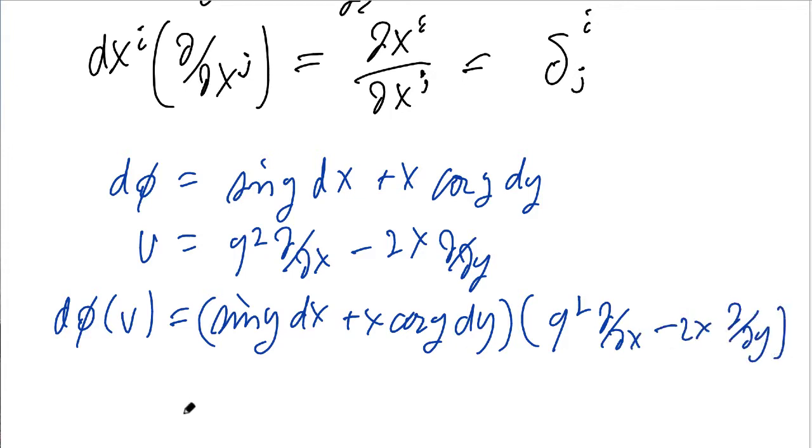All right, so dx is a covector acting on this basis vector, just gives 1. So that's y squared times sine of y. When dx acts on d by dy, it gives 0. dy acting on d by dx gives 0. And finally, dy acting on d by dy gives 1. So that's minus 2x times x. That's minus 2x squared times cosine y.